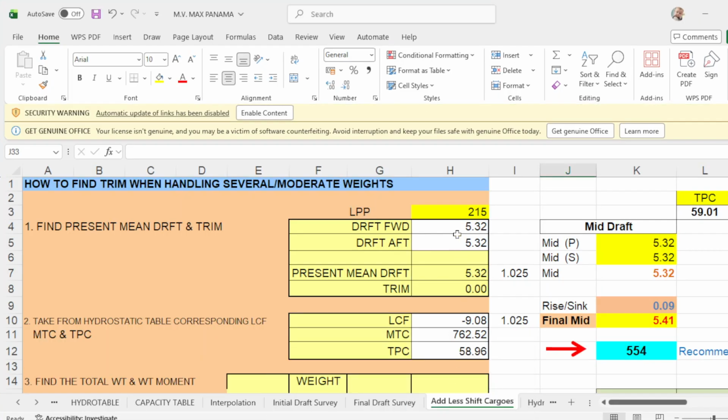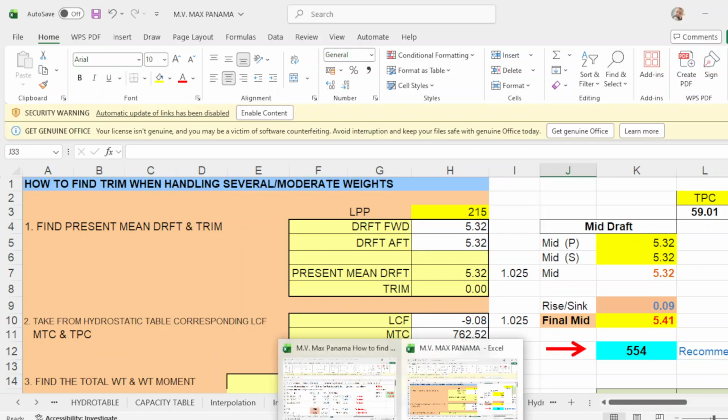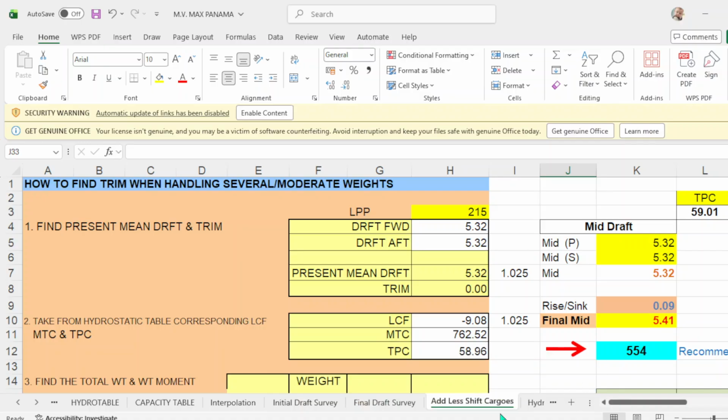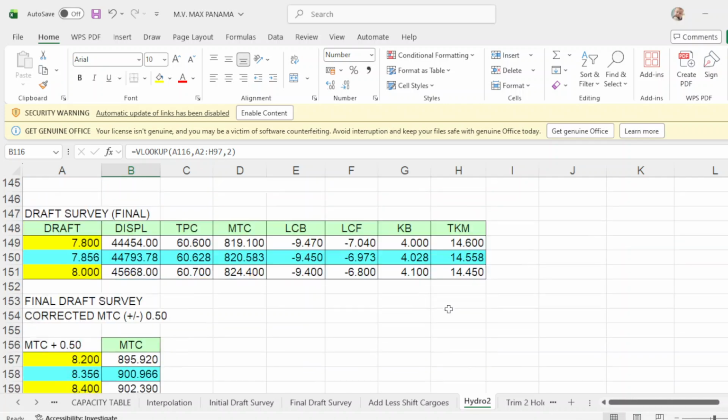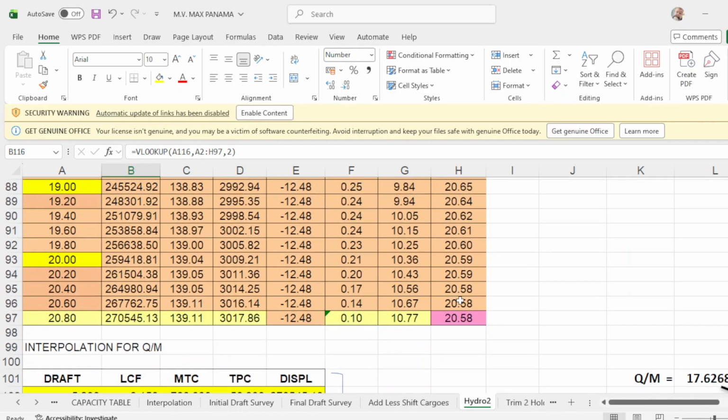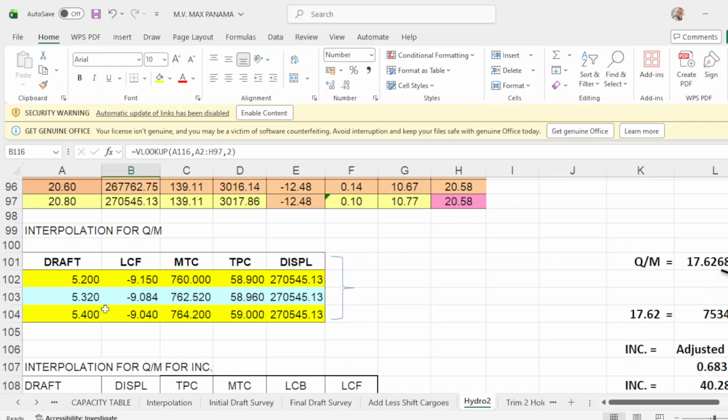So, you put forward 5.32, up 5.32. So, your main drop is 5.32 and your trim is 0. With this main drop of 5.32, you will get this figure of LCF, MTC, TPC. Okay, you go to the static table. 5.32. That will be 5.32.